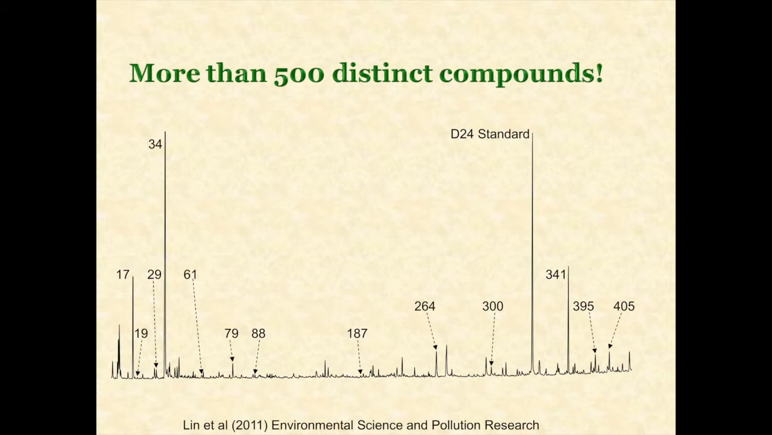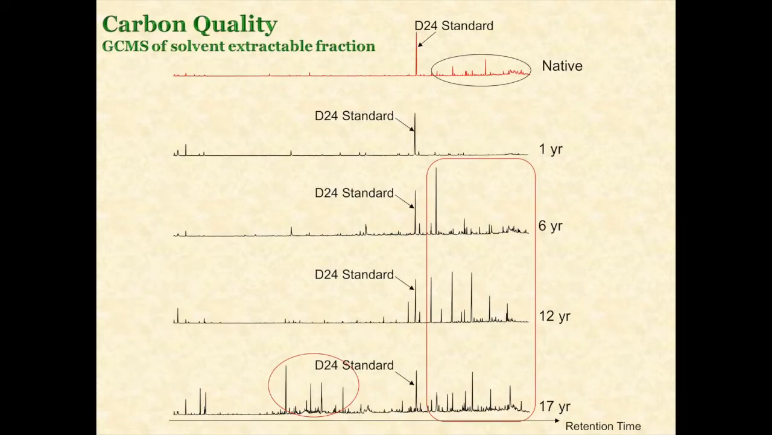And then we realised why nobody did it, because we got 500 distinct peaks, which left us kind of scratching our heads, thinking, right, how do we characterize these? But we started looking at it in a little bit more detail, and there's the native soils at the top, compared with years 1, 6, 12 and 17 in terms of chronosequence approach again.